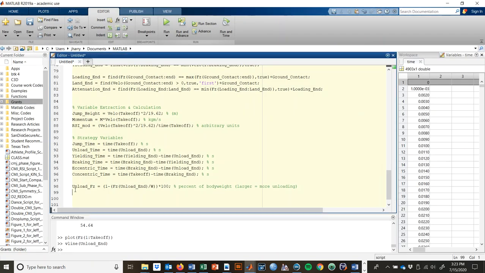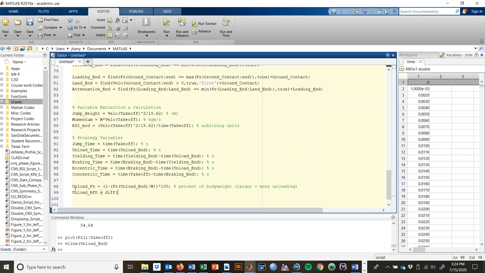Now, just to show you what you would do if we wanted to find a peak rate of force development in that time, so if I did this as unload RFD, you would have to use a diff. It's not an integral, it's a differentiation. To do differentiation, you would use MATLAB's diff function.